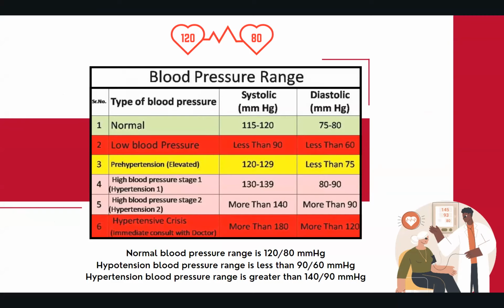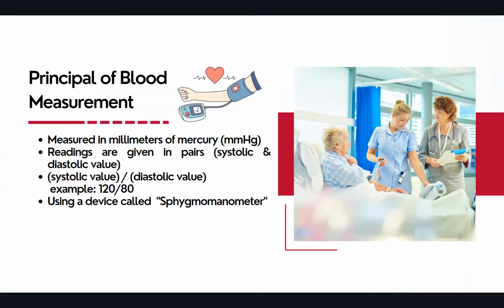Next, I'm going to explain the blood pressure range, and it is described in the table. The first one is the normal blood pressure range, which is 120/80. The 120 value is the systolic and the 80 is the diastolic. Next is the hypotension blood pressure range, which is less than 90/60. And the hypertension blood pressure range is greater than 140/90, measured in millimeters of mercury.